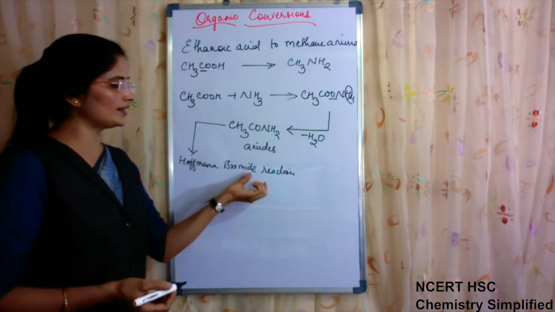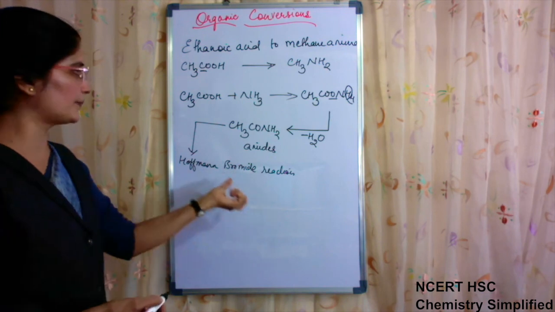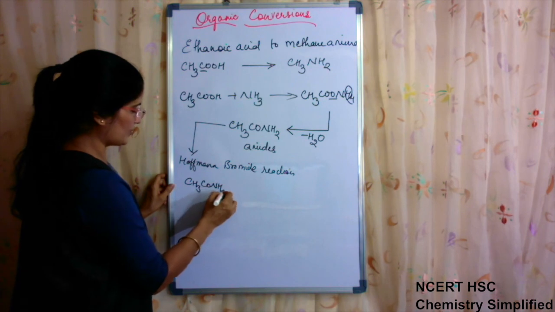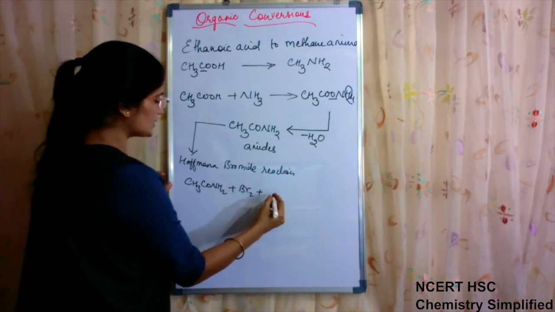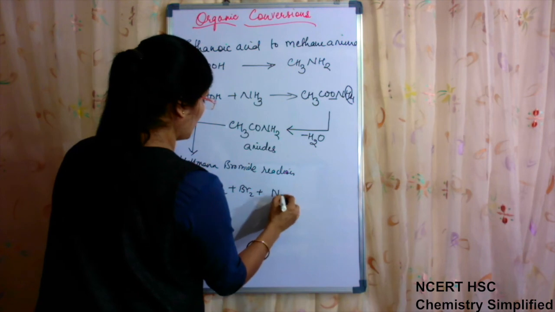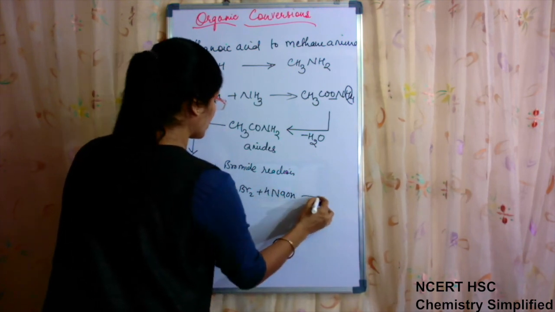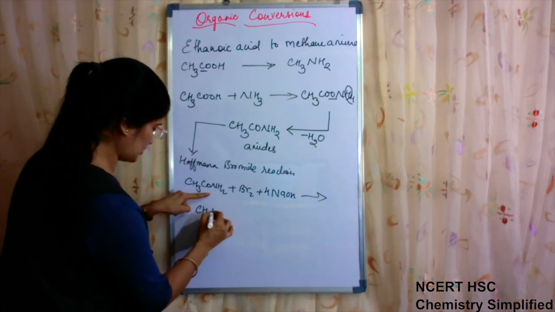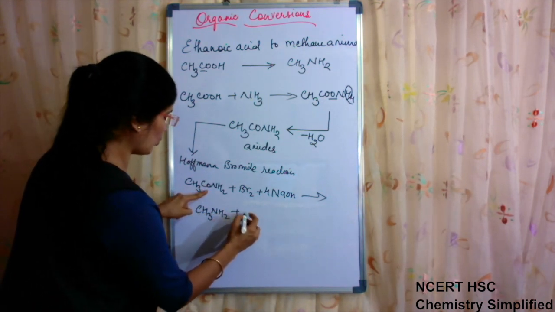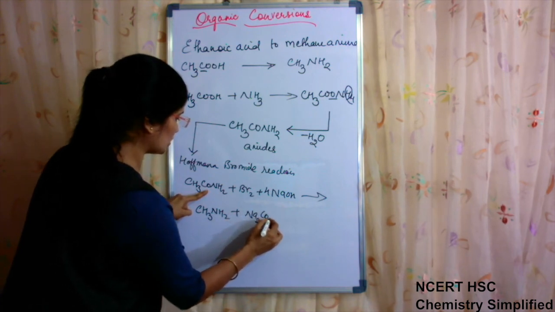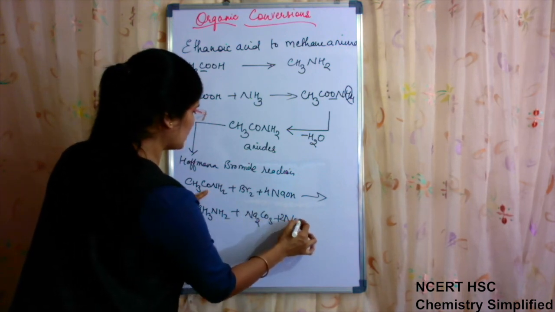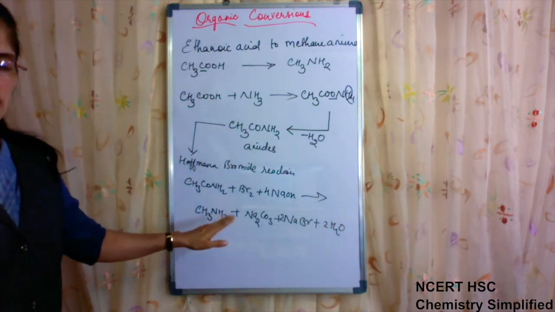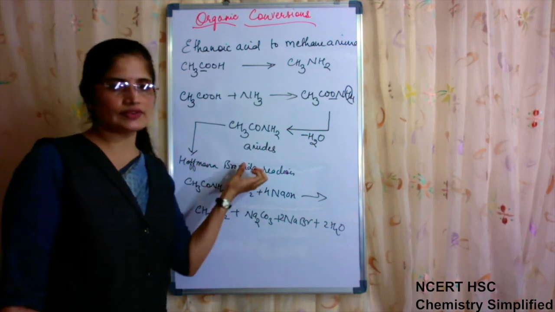And Hofmann-Bromamide reaction or Hofmann-Bromamide degradation does what? When these amides CH3CONH2 are treated with bromine plus NaOH, then we know that it results in the formation of CH3NH2. This CO is lost as Na2CO3 plus NaBr plus 2H2O. This is formed. This is Hofmann-Bromamide reaction. That is why we say that this reaction is very important.